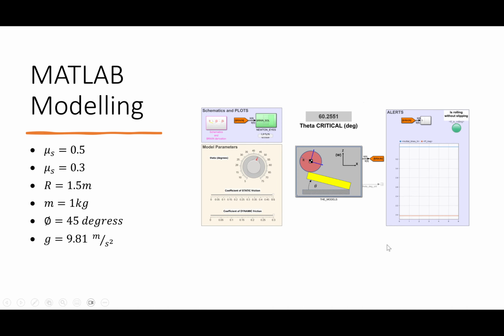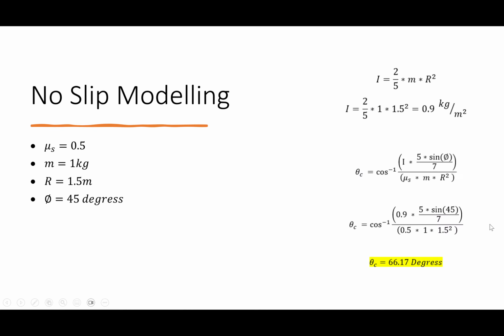The only difference is if we increase the angle phi to 55 degrees, the radius to 2 meters, the mass to 1.5 kilograms, and the static coefficient to 0.4, the MATLAB outputs a result of 54.4623 degrees, whereas our model outputs a result of 54.189 degrees, which is fairly close, proving that this equation here is fairly accurate.